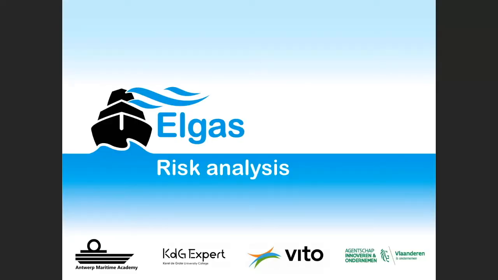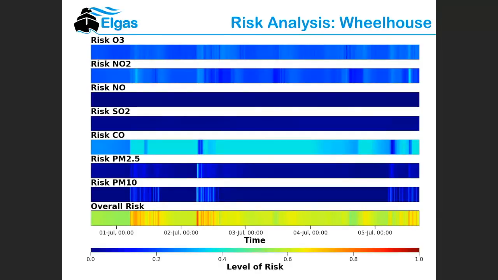So we also performed a risk analysis between these three different locations. For example, in the wheelhouse, we see that the concentrations are quite low compared to the occupational thresholds. The parameter having a higher risk is the CO, which is the one we had a problem with the saturation. And the overall risk is marking that the moments where the PMs have the highest values were the moments of highest risk.